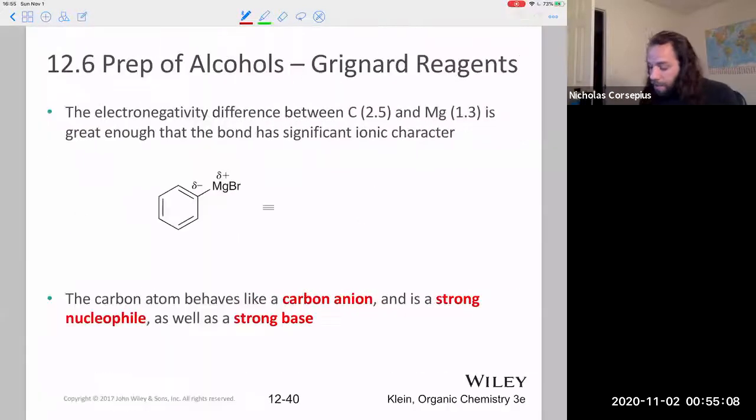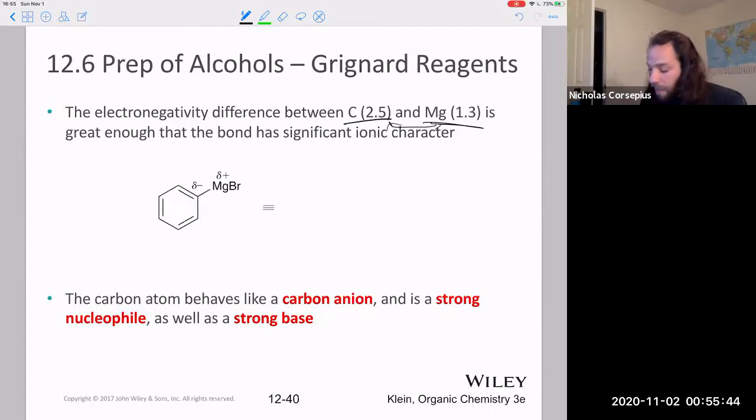Let's see why that is. The key thing to remember is that magnesium, being a metal, has a ridiculously low electronegativity value, even compared to carbon, which we don't really think of as an electronegative atom, but in comparison to these group 1 and group 2 metals, it is. So this bond right here has a partial negative charge on the carbon and a partial positive charge on that magnesium. And this difference is quite enormous in terms of the electronegativity.